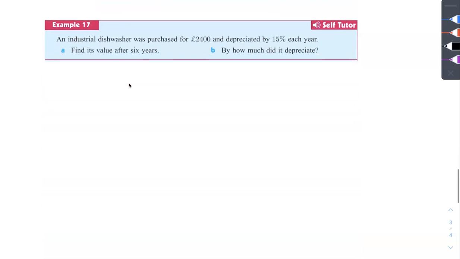An industrial dishwasher is purchased for $2,400 and depreciates by 15% per year. This one's going down in value because we're using it. So it's the exact same formula: Un equals U0 times R to the N. In this case our value is going down, so our R is going to be 1 minus the amount. Find the value after 6 years.